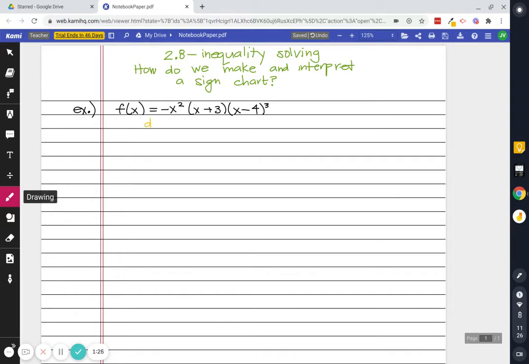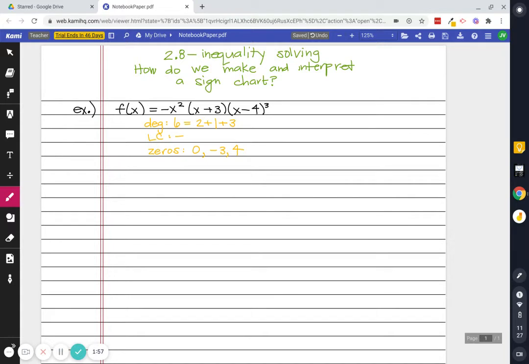First of all, the degree of it is 6. That comes from the 2 on the x squared plus the 1 from the x plus 3 plus the exponent of 3 on the last one to get a degree of 6. The leading coefficient is negative. The zeros are at 0, at negative 3, and at 4.